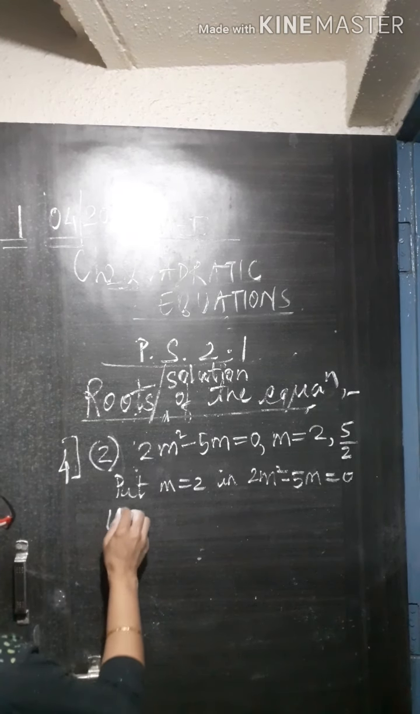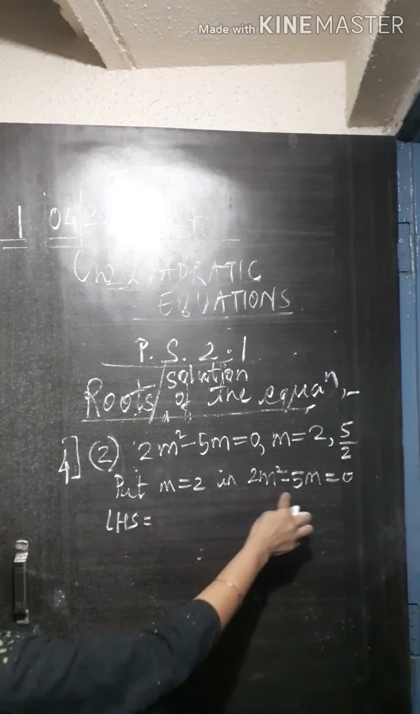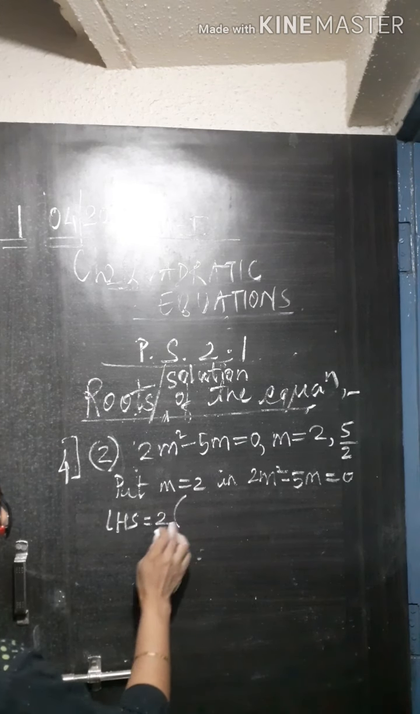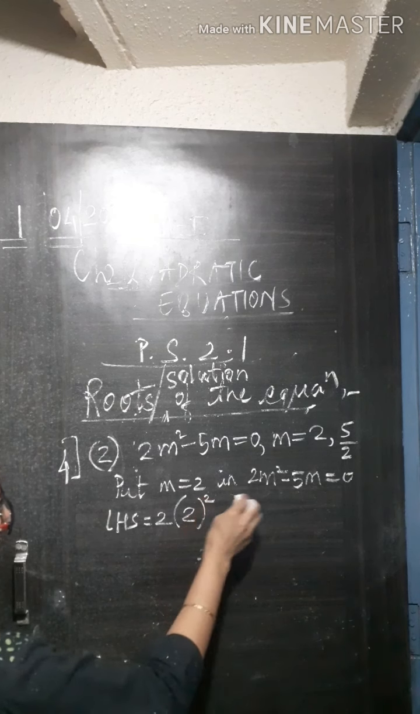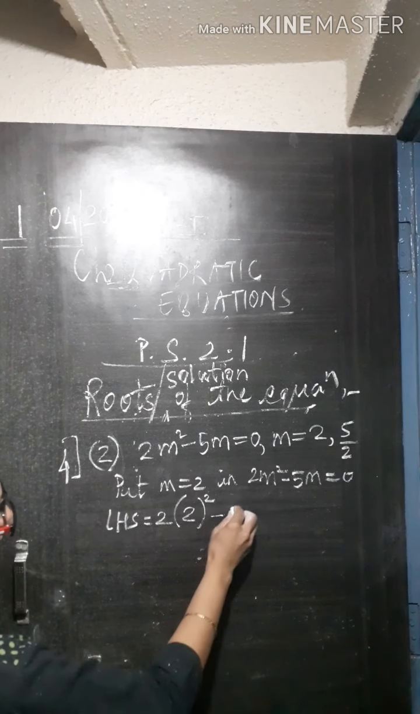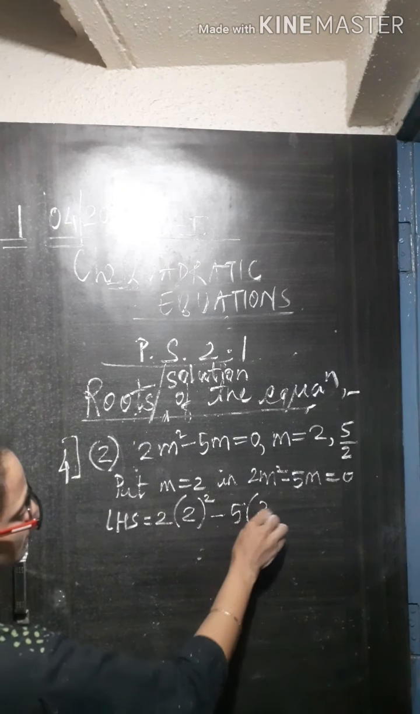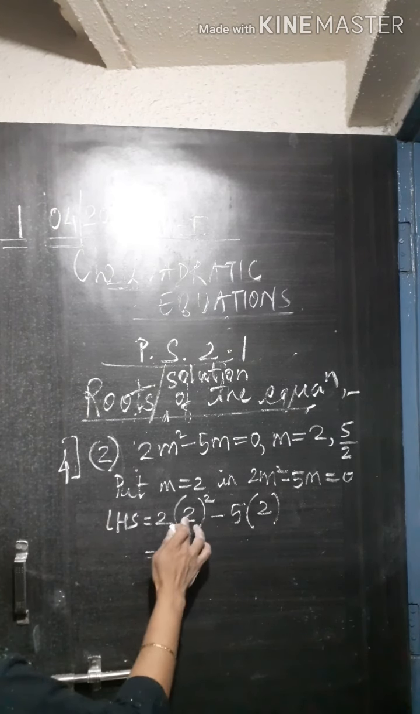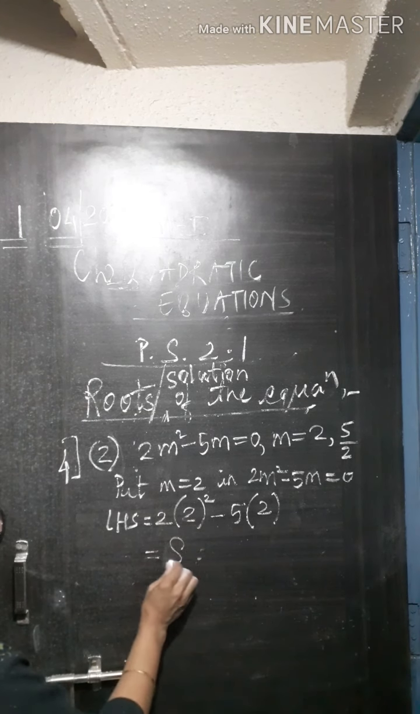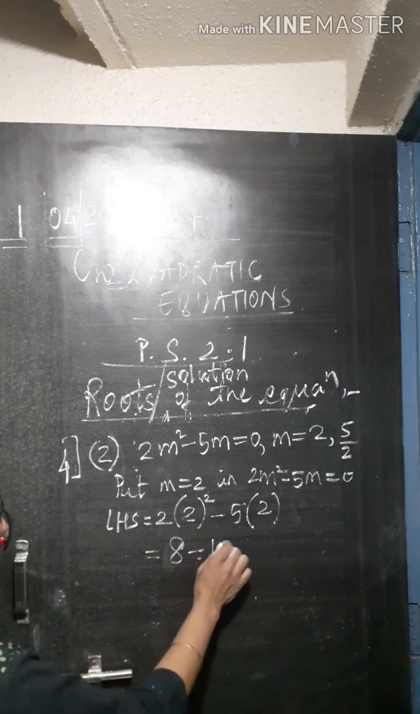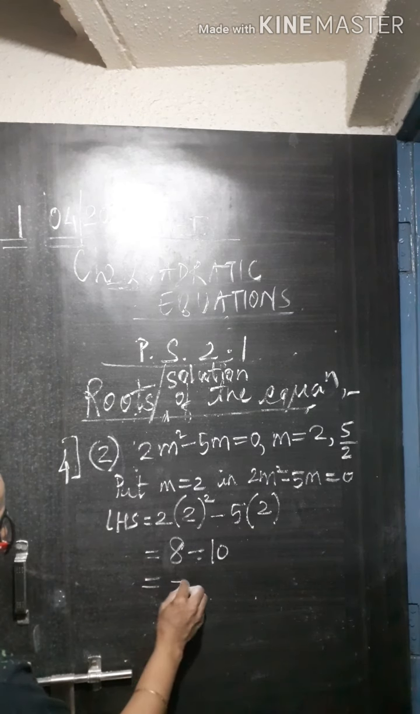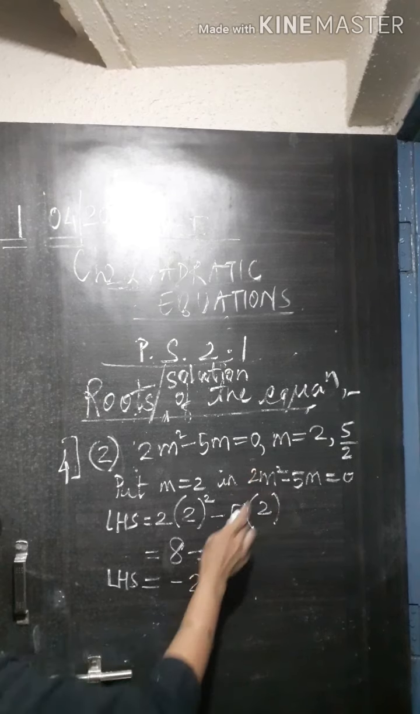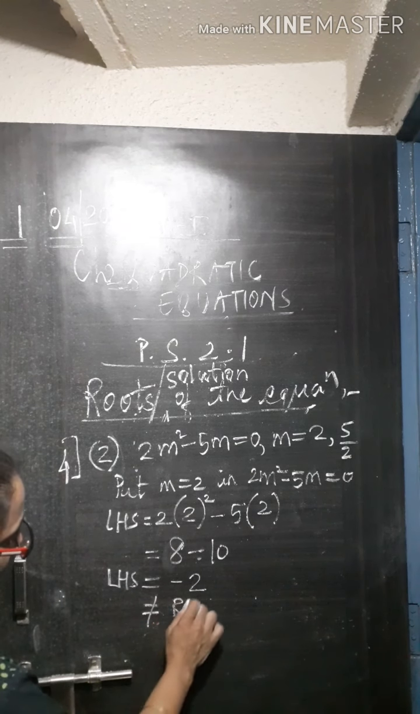Right, so what we get? What's the left hand side? 2m square minus 5m. That means m equal to 2, then it will be 2 into 2 square. m square will become 2 square, minus 5m will become 5 into bracket 2. So 2 into 2 square is 4, 4 twos are 8, 5 twos are 10, so 8 minus 10. What is 8 minus 10? Minus 2. Now left hand side is equal to minus 2, but right hand side is equal to what? 0. So it is not equal to right hand side.